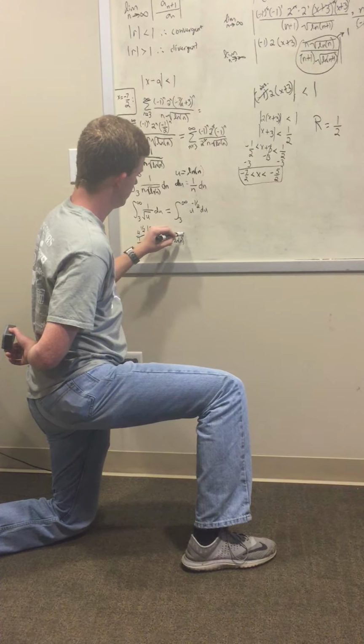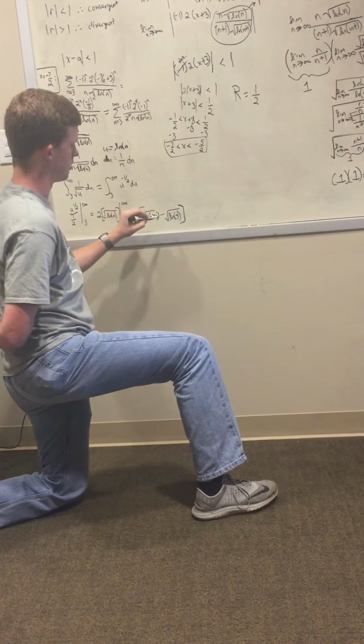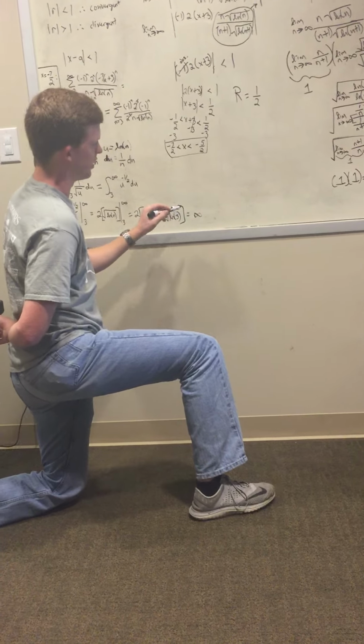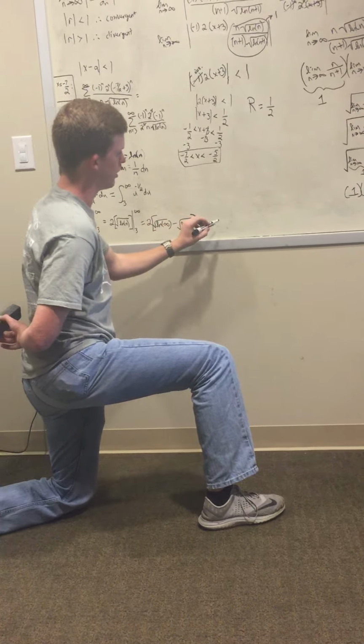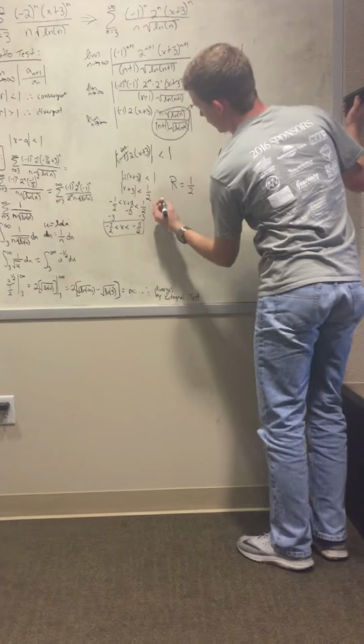Factoring the 2 out, it will be square root of ln of infinity minus square root of ln of 3, which goes to infinity, which is not a finite number, so therefore we can say that the integral diverges by the integral test. Therefore giving us our first point.